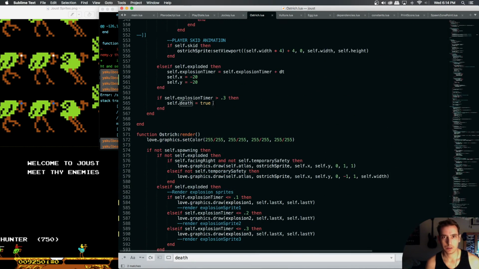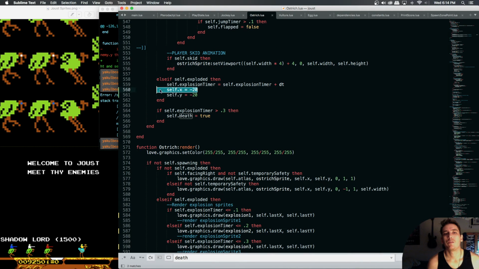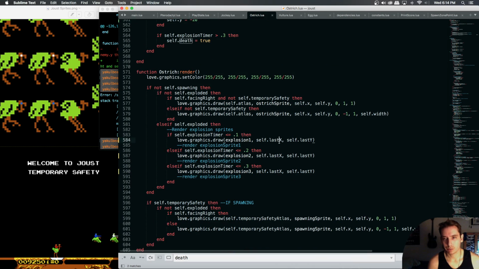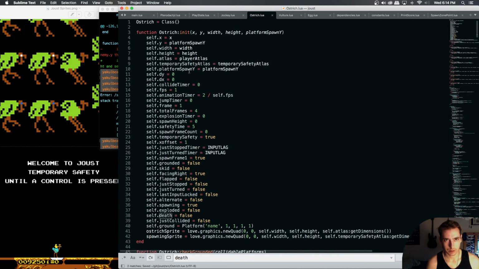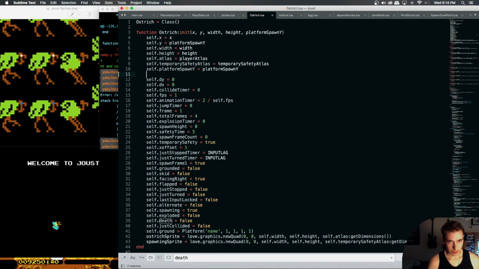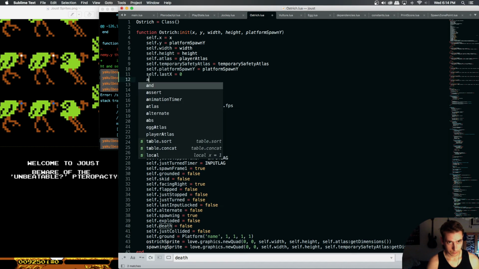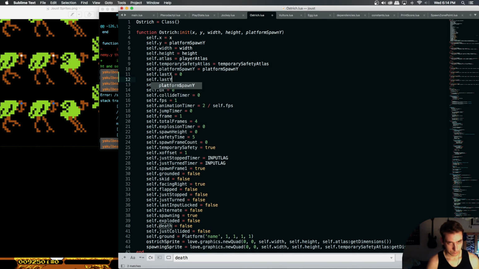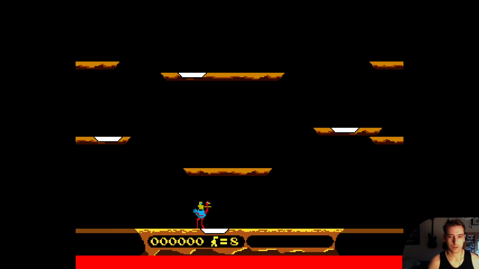That should still set our exploded to true upon death, but it moves us to graveyard instantly, but then we render the explosions at our last updated X and Y. So as long as we give ourselves a last X and a last Y up here, we should have no problem. And now, moment of truth, ladies and gentlemen, we should see an explosion and they don't die. Perfect.